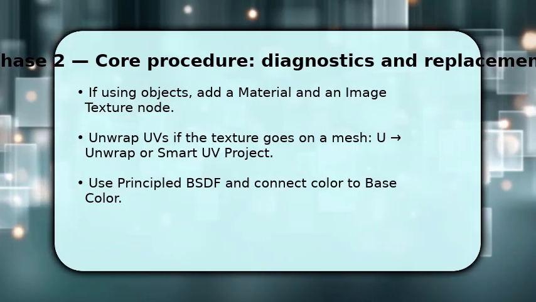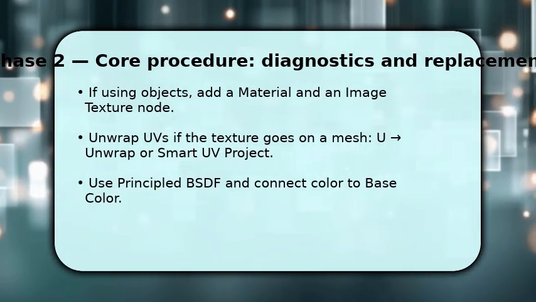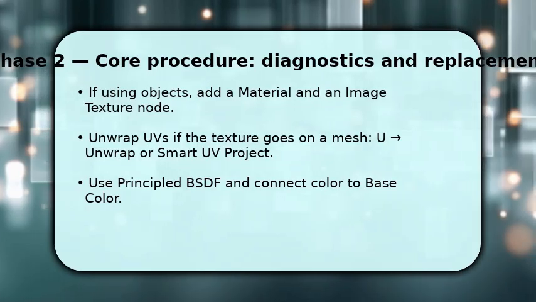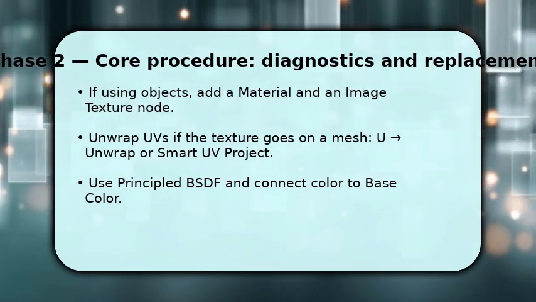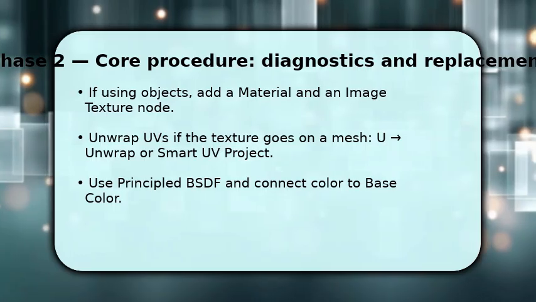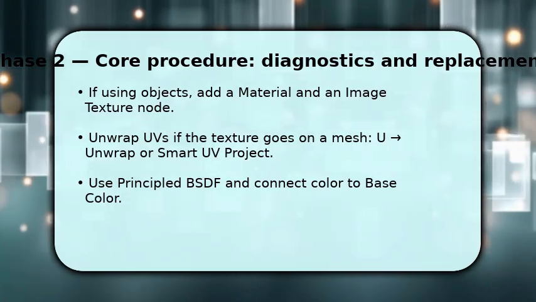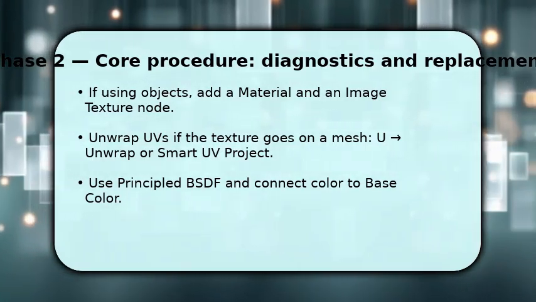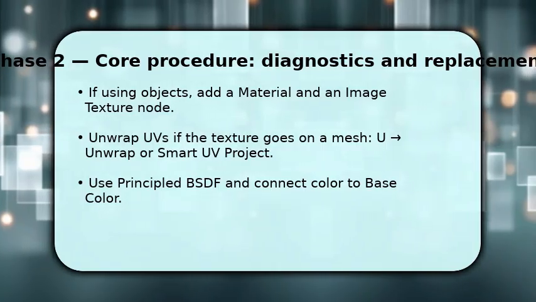If your image wraps a model, enter edit mode and unwrap UVs with U, then Unwrap, or use Smart UV Project for quick results. Once unwrapped, fine-tune the UV layout in the UV editor. This controls how the 2D image sits on the 3D surface.